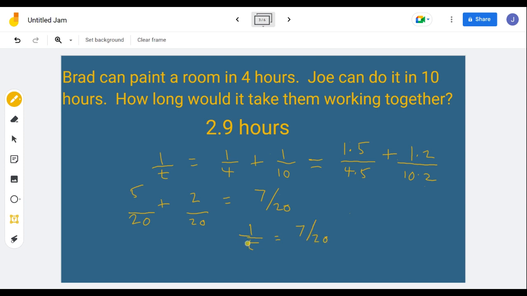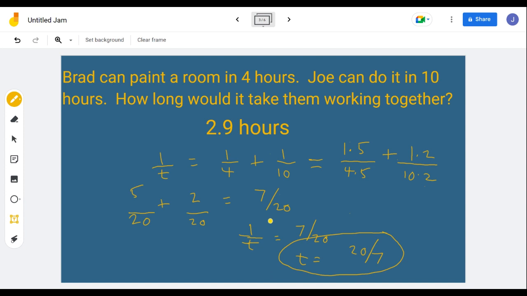So t is going to be the reciprocal of 1 over t. So t is going to be 20 over 7. And that's my answer. And if you pull out a calculator, you'll find that's 2.85 something. It's about 2.9 hours. So that's how you can do all of these. And if you look up harmonic mean, you're going to find this is closely related to the harmonic mean of the two numbers 4 and 10.